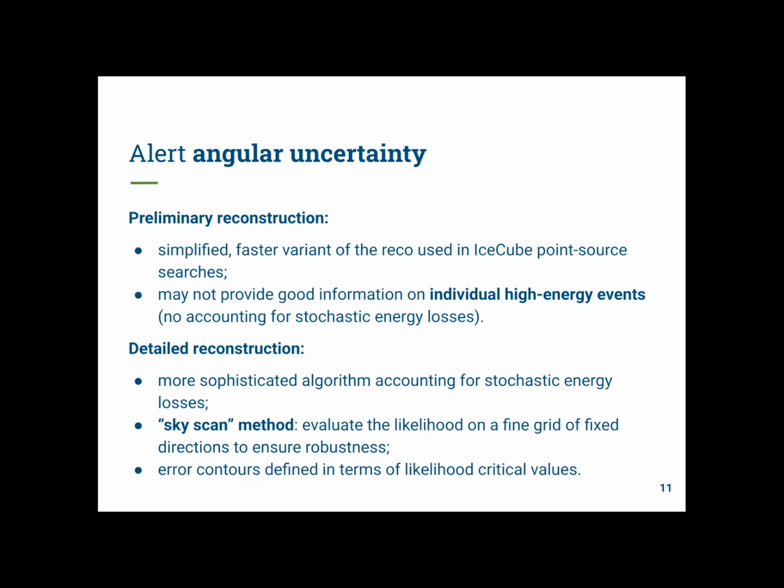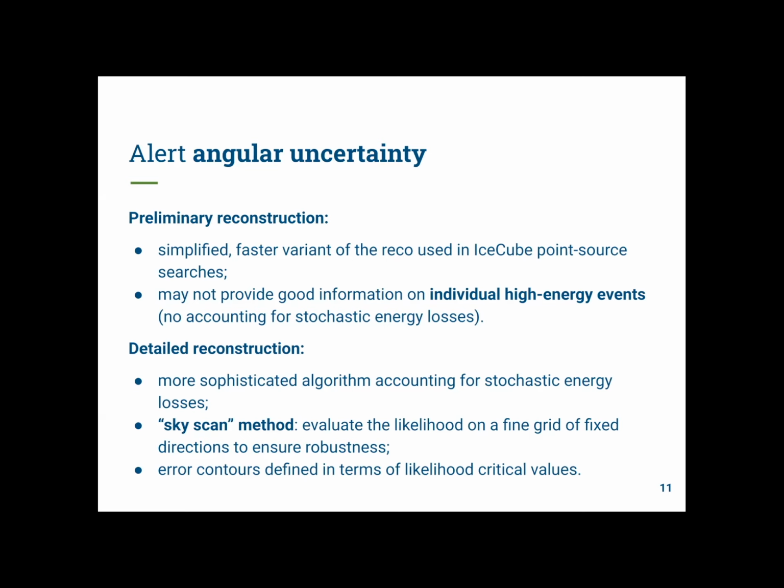I would go now a bit into the angular uncertainty, because it's something that is often not well understood, possibly also because of IceCube's fault, I have to say. I mentioned you have a preliminary reconstruction and a detailed reconstruction. The one you receive in the GCN notice is a simplified and faster variant of the reconstruction we use in normal point source searches, so the one we use for the offline datasets.